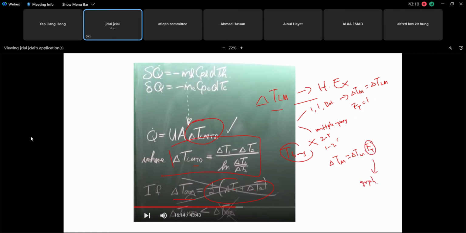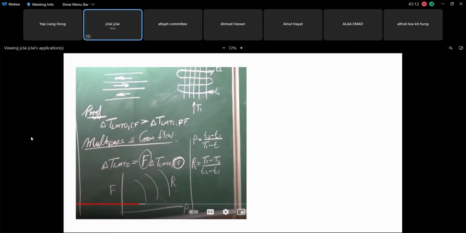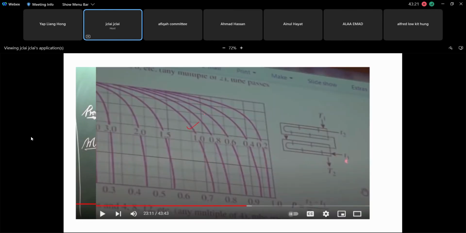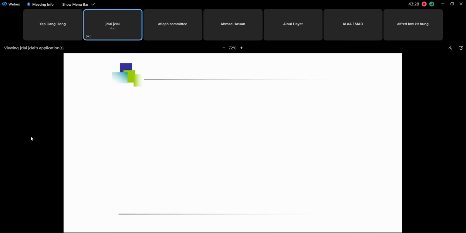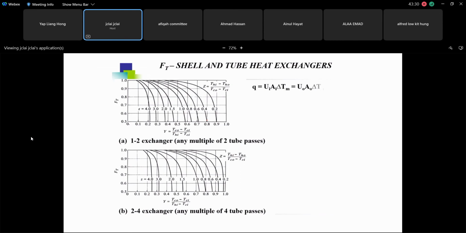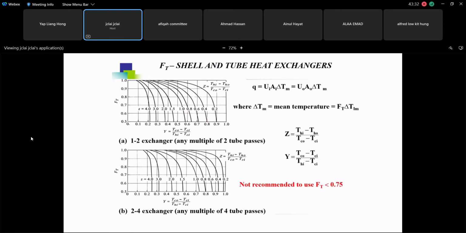Using a graph. So here you will see in the video lecture the professor teaches you how to get the correction factor using a graph. But I want to tell you, the graph he referred to is different from the graph available in our textbook. This is the graph available in the textbook. This is the graph we use. So it's different.